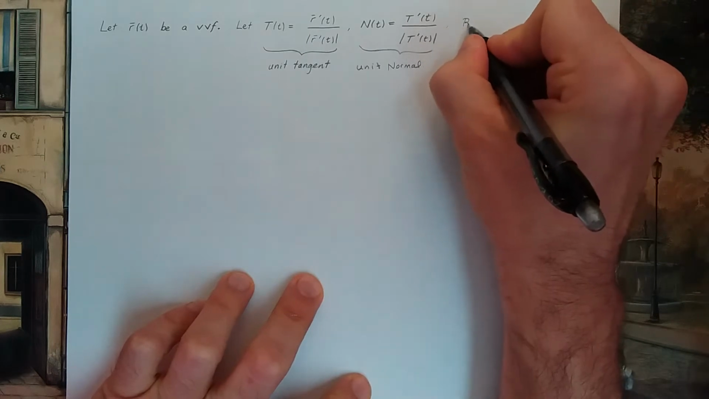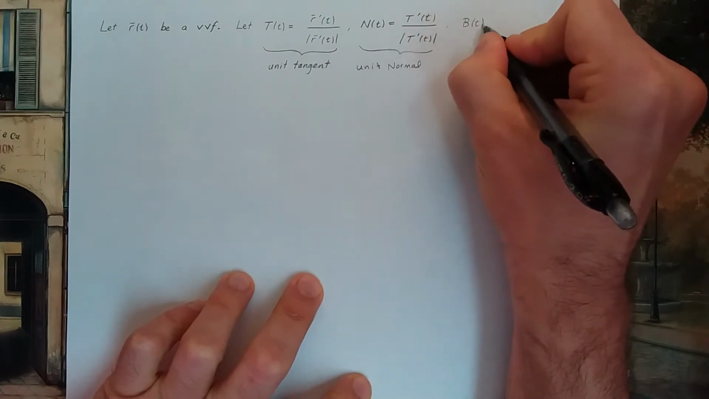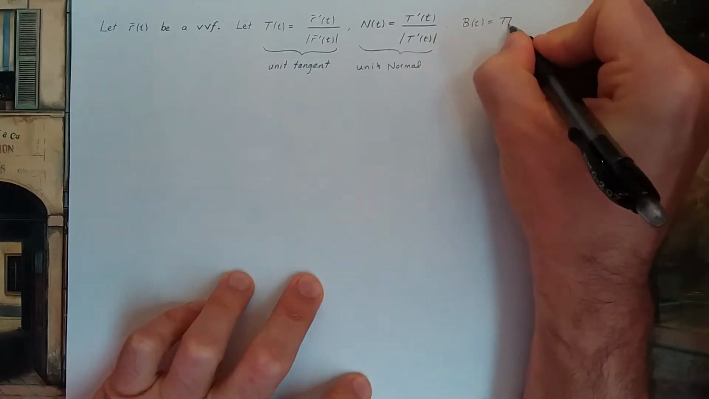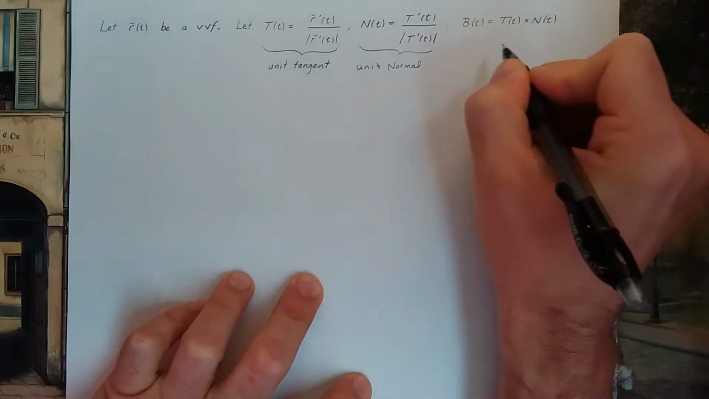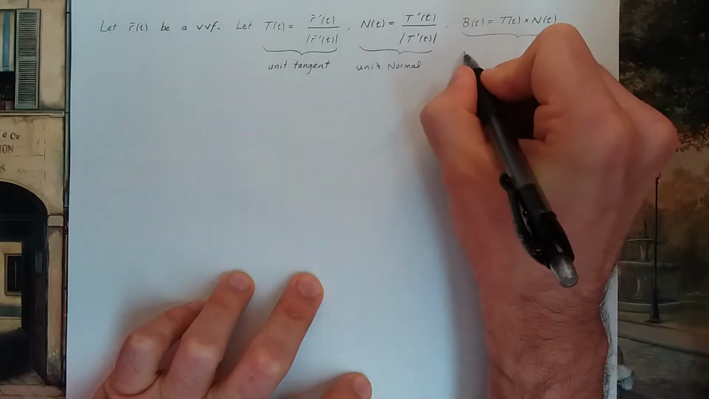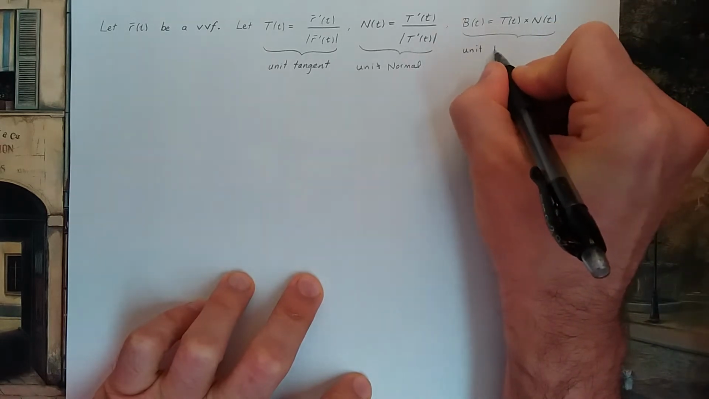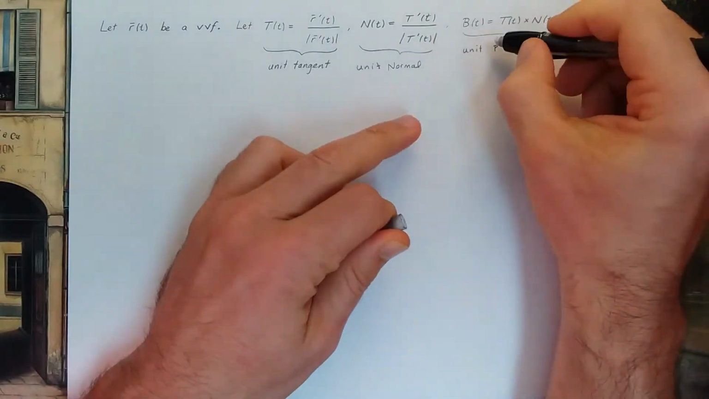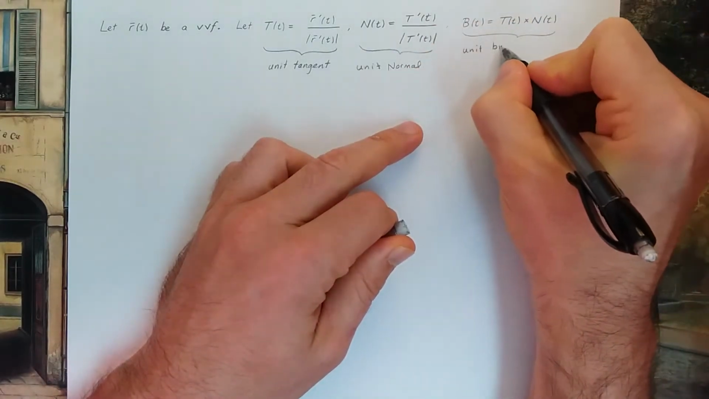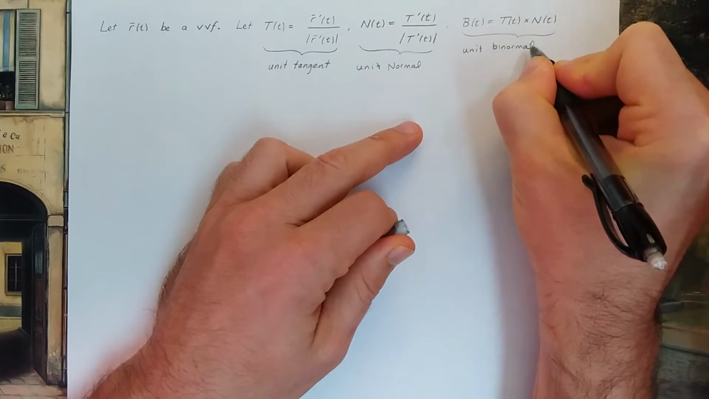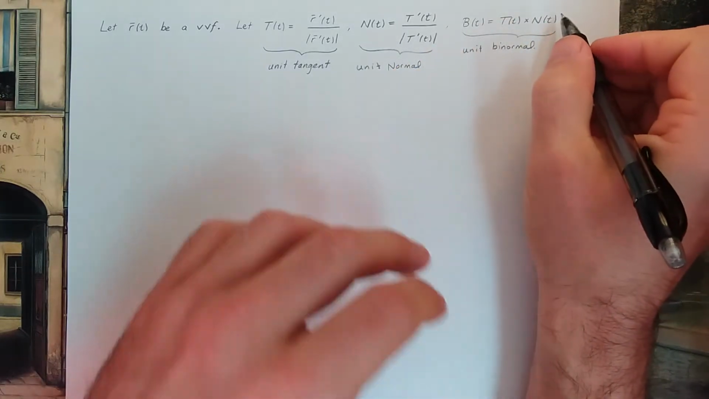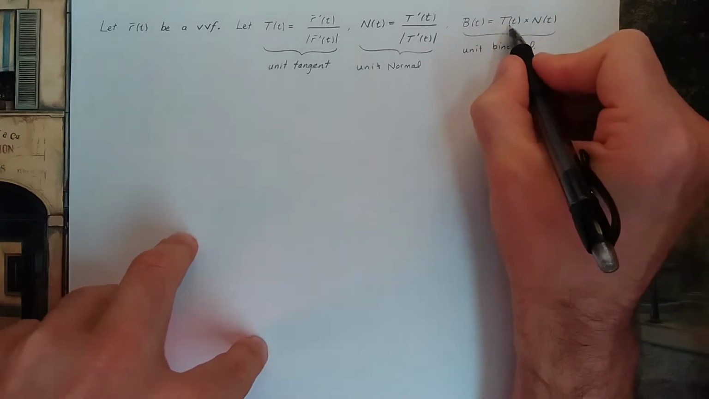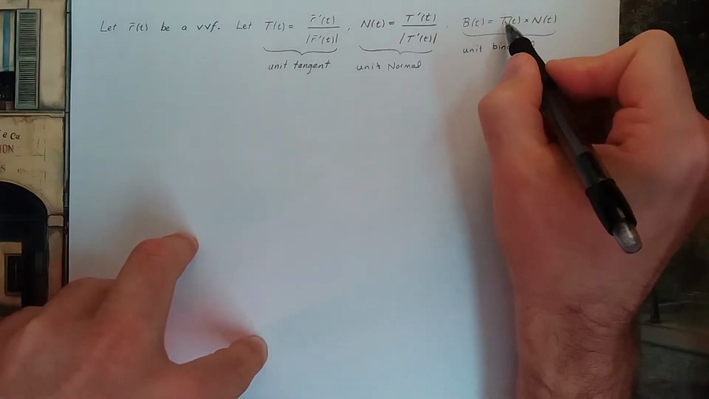A third vector is B of t. This is defined to be your unit tangent vector cross your unit normal vector. And this is the unit binormal vector B. Since I'm defining the unit binormal vector as a cross product, it's automatically at a 90-degree angle with both T and N.